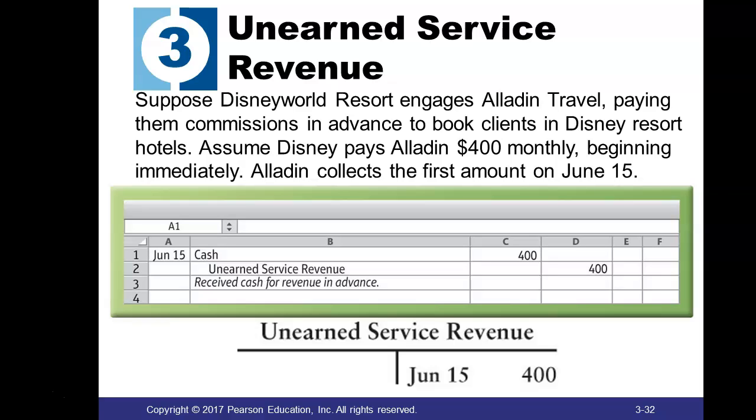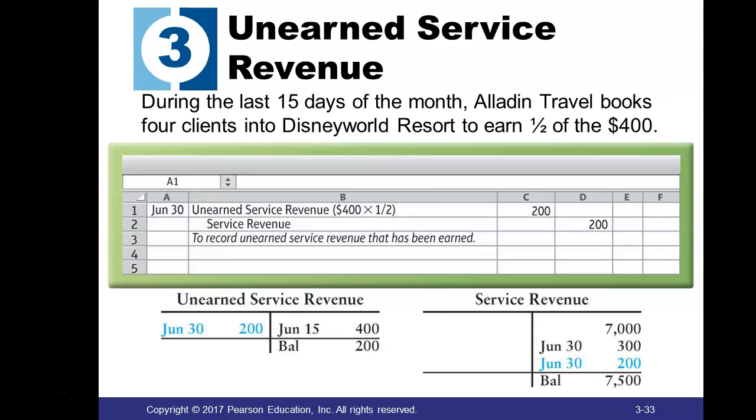Has Aladdin earned the money? No, but Aladdin has received cash. So we have to show the cash that was received. But we also have to show that there is an obligation for Aladdin to perform a service. In this case, unearned service revenue. So they have to perform the work. So they can't show revenue in this case because they haven't earned it. But they do have to show an obligation. They have an obligation to perform. So we're going to increase our cash, and we're going to increase, in this case with a credit, the revenue for services to be rendered to Disney.